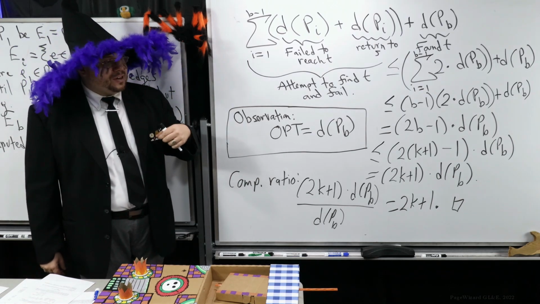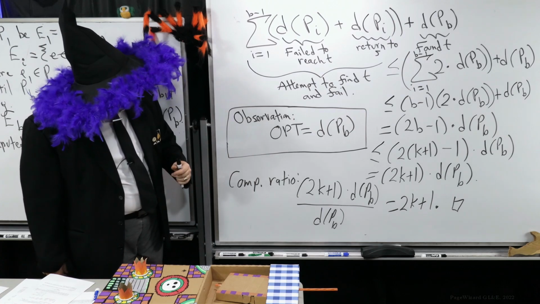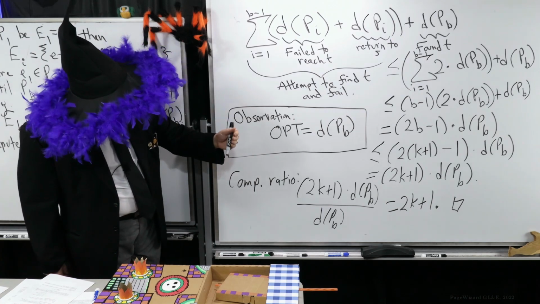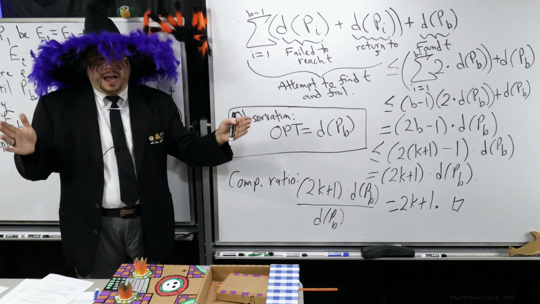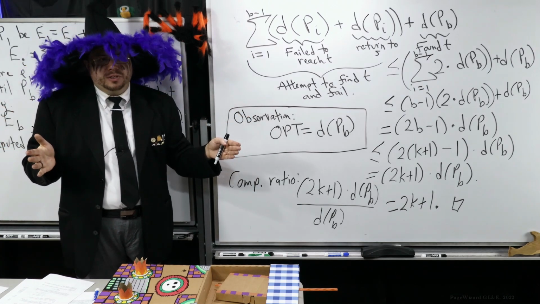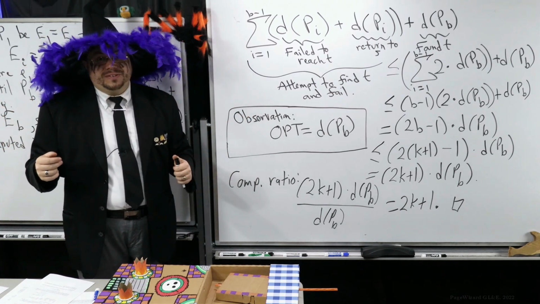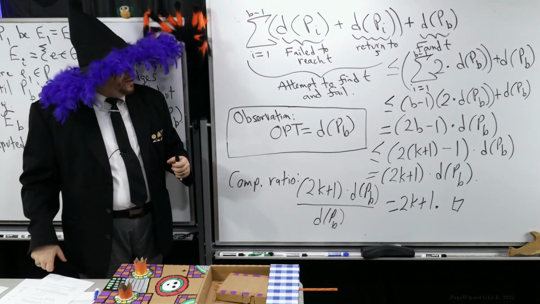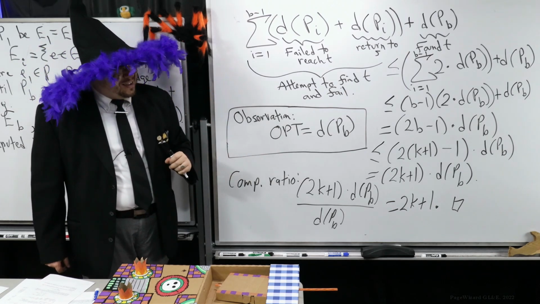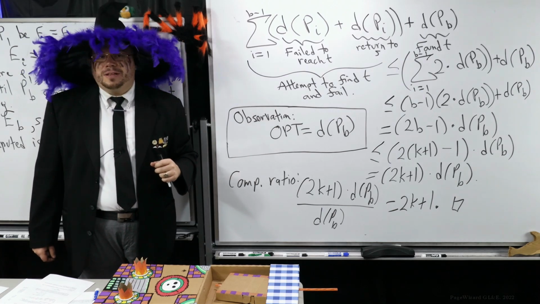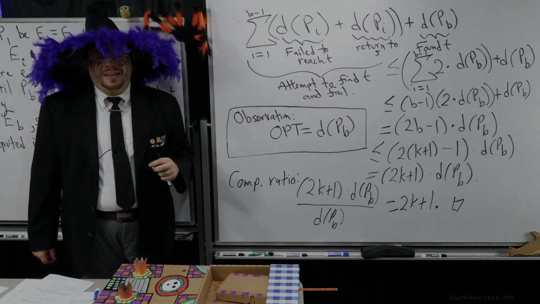So if k is, for example, 1, then you end up with it being 2 times 1 plus 1. So that means it's 3. So it's at worst 3 times the length of an optimal offline shortest ST path. So it means that if you didn't have all that information, that's how far away from the optimal answer you're going to get. Is that clear, everybody?